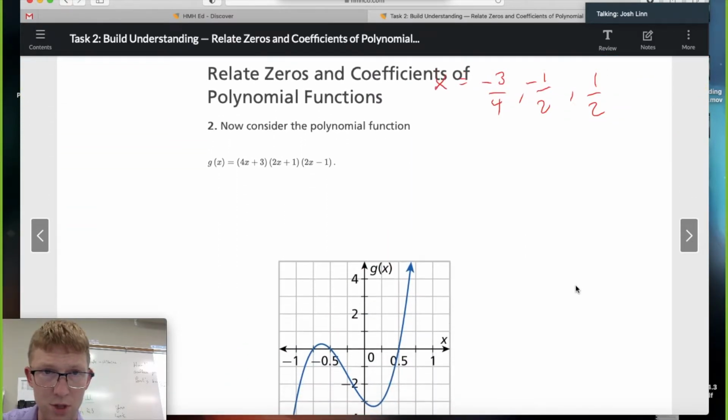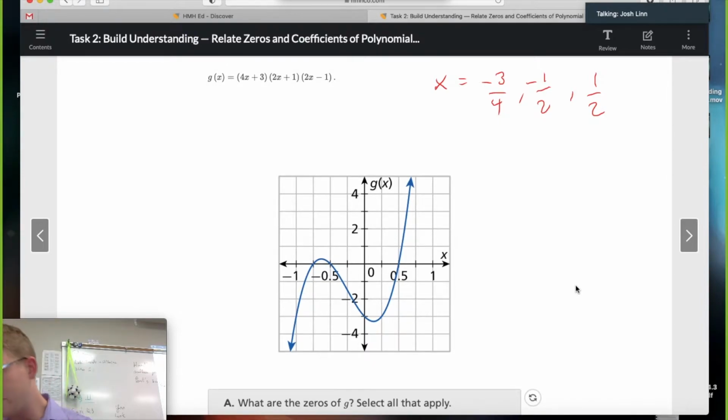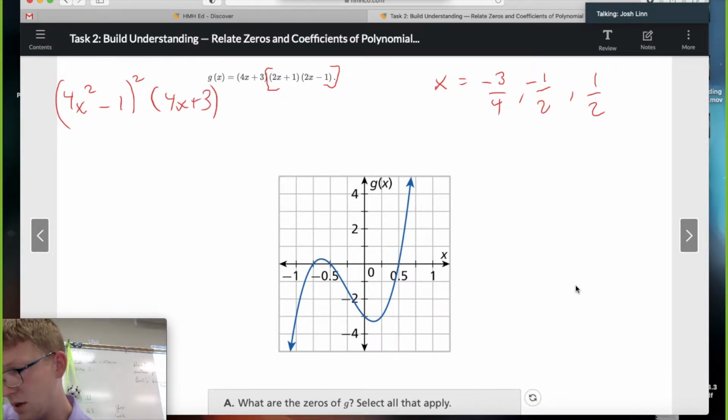So I need that original function again. And let's play this game. So here we go. I'm going to FOIL out. Actually, no, I'm not. I'm going to start here because that looks like it's going to be difference of squares. So 2 times 2, or 2 squared, is going to be 4x squared minus 1 squared times 4x plus 3. So now we'll just FOIL it out.